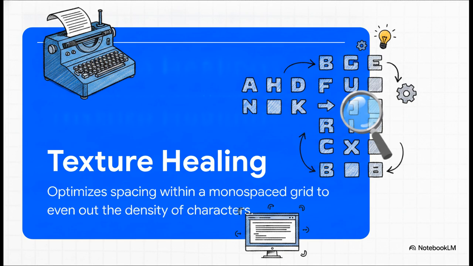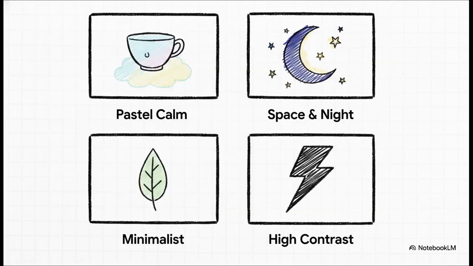It's like a giant puzzle. It actually optimizes the spacing within the monospaced grid to even out the density of the characters. So it beautifully adjusts narrow and wide characters on the fly while still preserving that classic monospaced look. It's a perfect blend of tradition and modern readability. And Monospace is really just the tip of the iceberg.